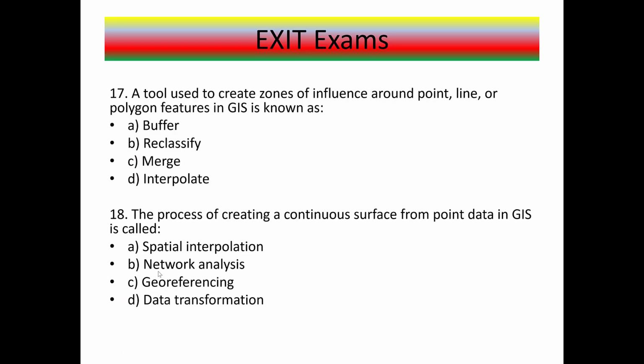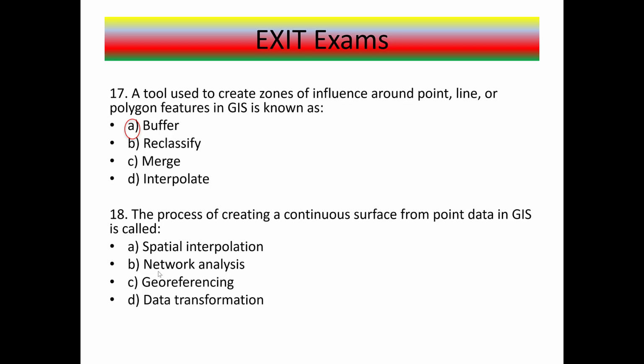Question number 17. A tool used to create zones of influence around a point, line, or polygon feature in GIS is known as: A. Buffer, B. Reclassify, C. Merge, D. Interpolate. So the answer is buffer. It is buffering, which creates a certain distance around a point.